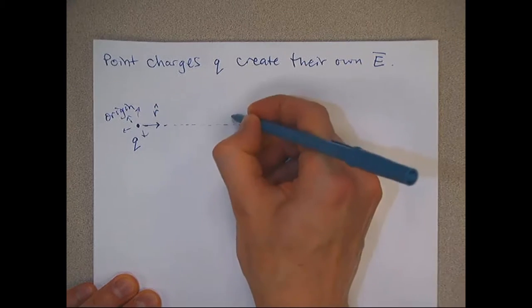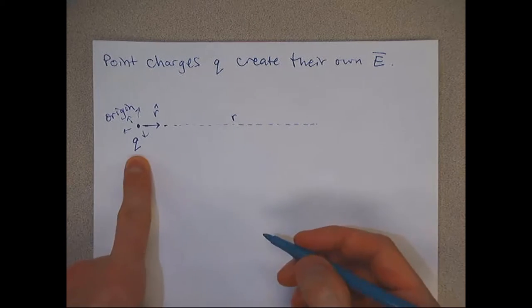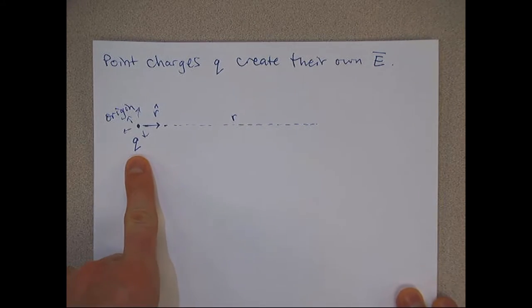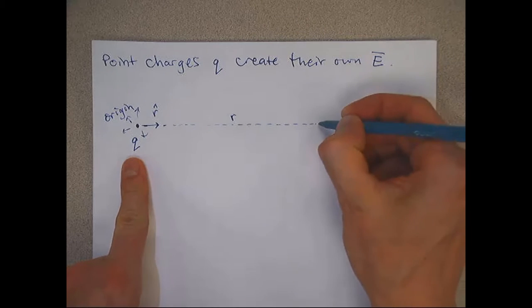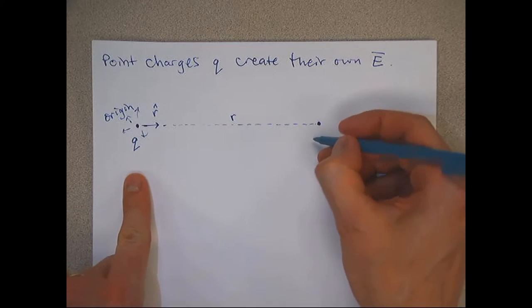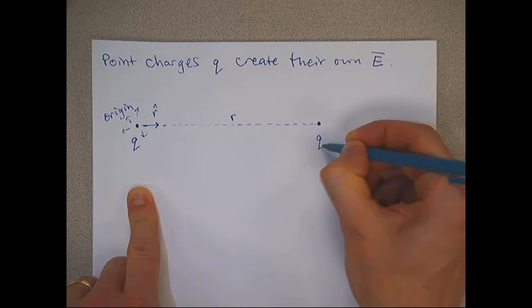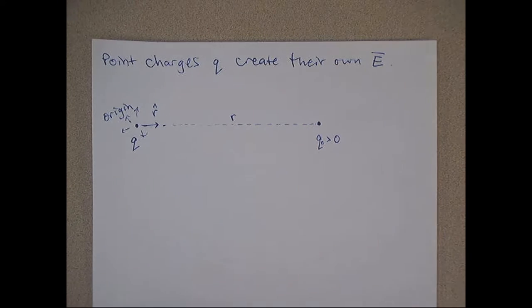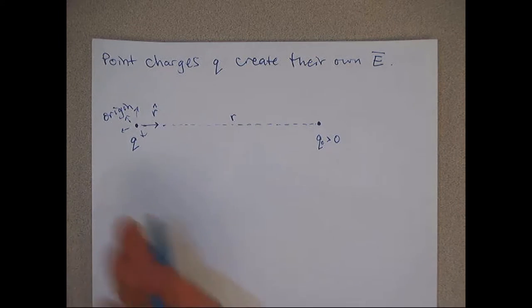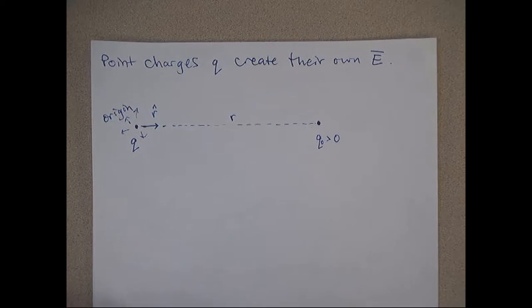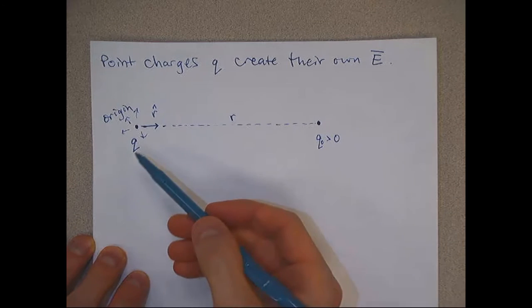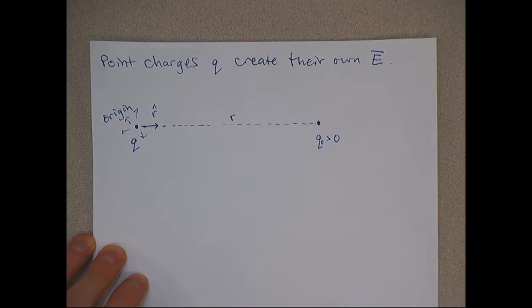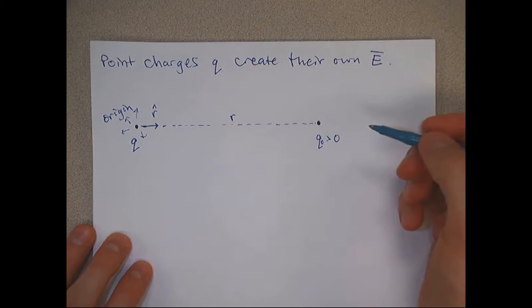At some distance r away from the charge that we're interested in, we're going to place a test charge Q0. And for the purpose of this derivation we'll keep the test charge to be a positive quantity. We're going to allow the original charge here to take on either a positive or a negative value.